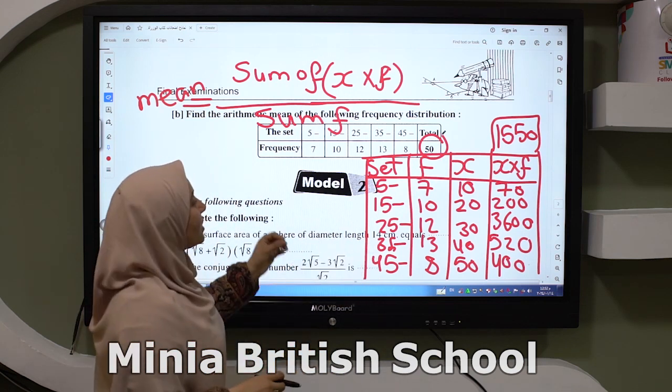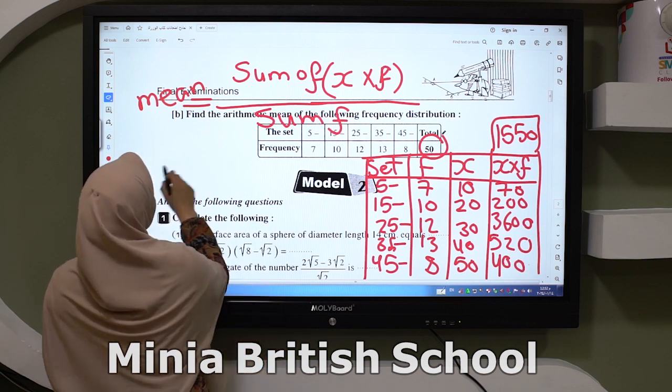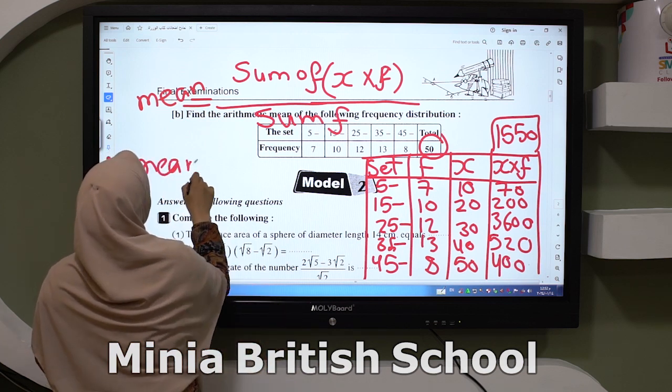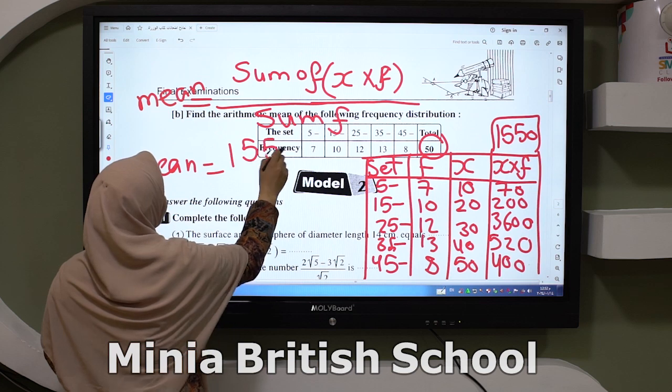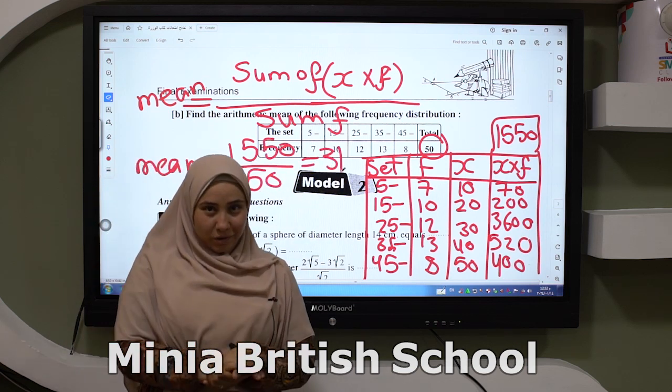By substituting the values of x times f and the sum of the frequency in the rule, we get the mean equals 1550 divided by 50 equals 31.